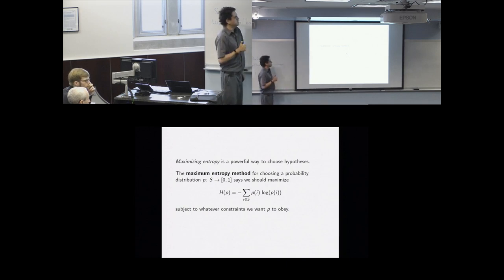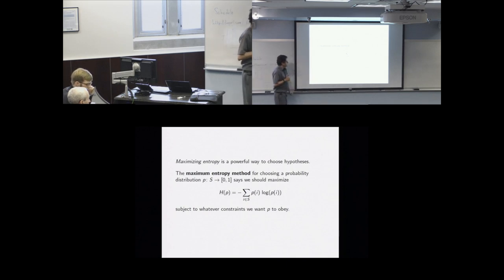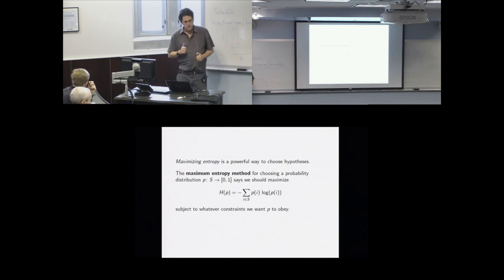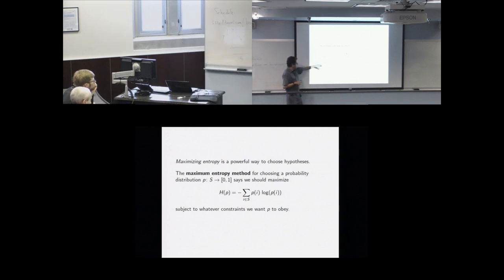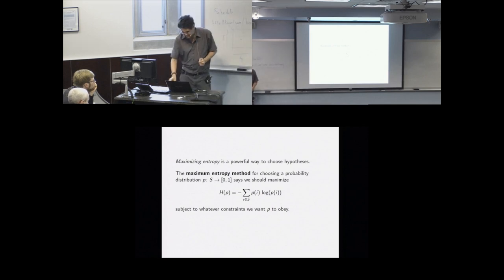What's the right guess? The maximum entropy method says you pick your P that maximizes entropy subject to whatever constraints you want it to obey. So, for example, subject to constraints saying that the expected values of certain things you know are what you know they are. Whatever constraints you may have, you impose them, and then you find the P that maximizes entropy subject to those constraints.